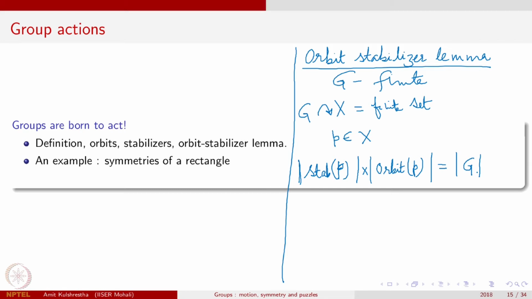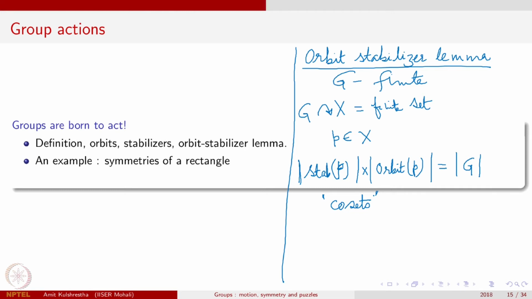This is some kind of conservation law. Larger the orbit, smaller the stabilizer. And why should it be true? That involves some quotient groups, or rather taking cosets, and I am not going to say much in detail about it. So this has something to do with cosets.